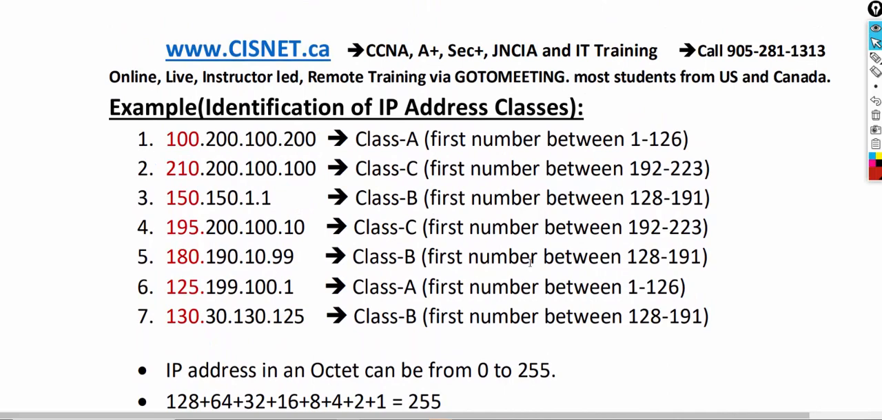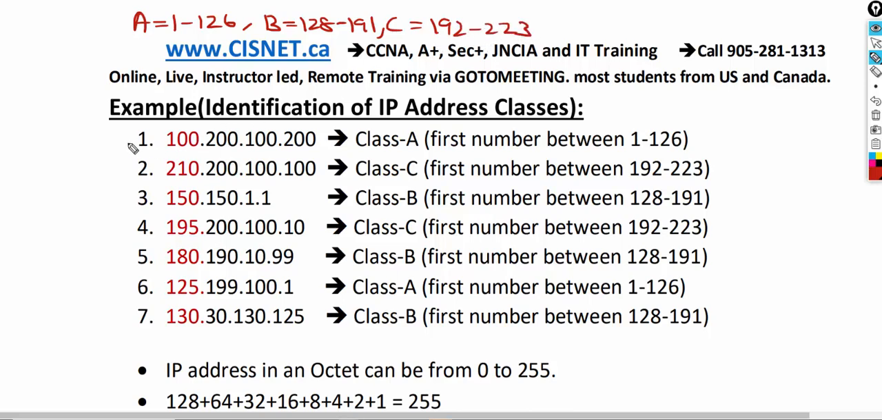So I'm writing a couple of IPs. You're only looking at the first number. So remember earlier I said A is nothing but 1 to 126. B is nothing but 128 to 191. C is nothing but 192 to 223. You have to memorize this one.